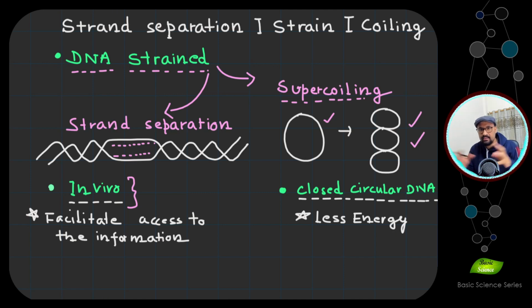If there is a DNA strand underwinding, so underwinding in case of DNA can lead to strand separation. That is the first aspect here. It can also lead to the supercoiling.